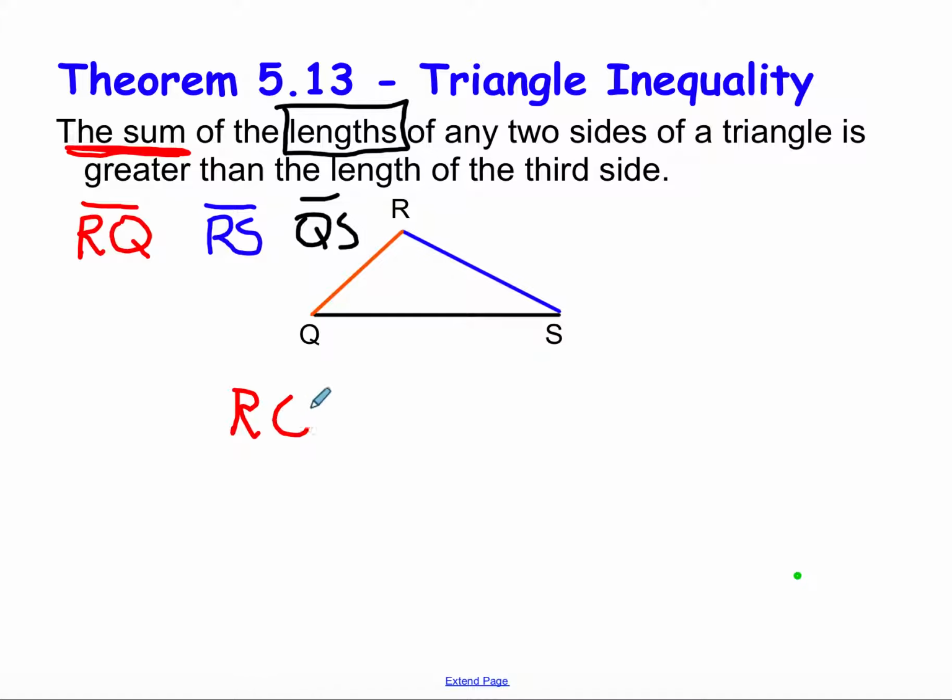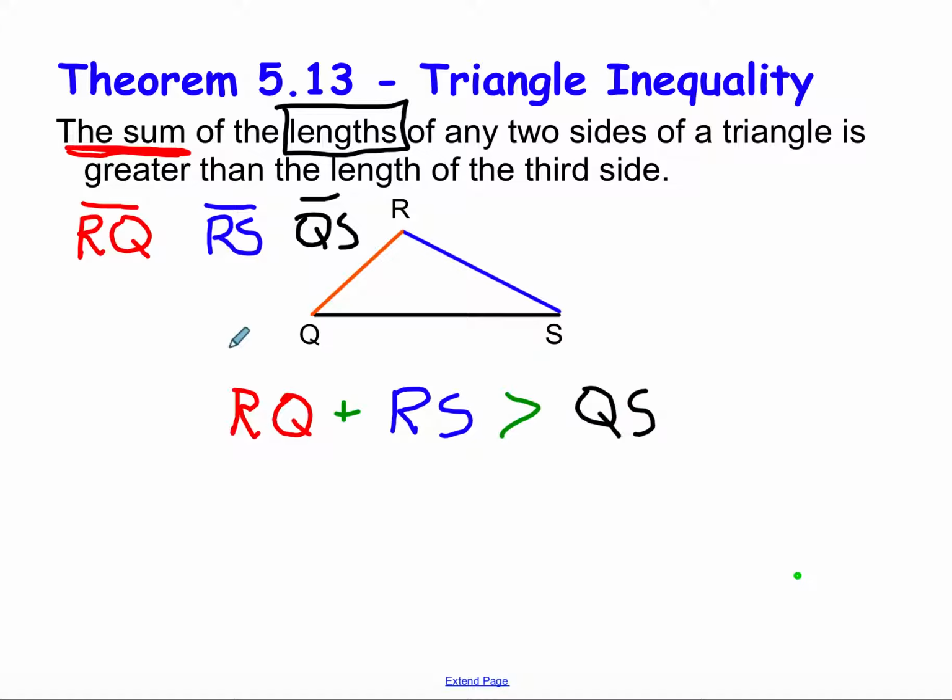RQ plus RS, adding those two together, has to be greater than QS. All right? And in this triangle, we don't really need to write any others because very clearly QS plus QR is going to be greater than this one just because QS itself is greater than RS. So we'll take the two shortest sides, which are RQ and RS, and those added together must be greater than QS.